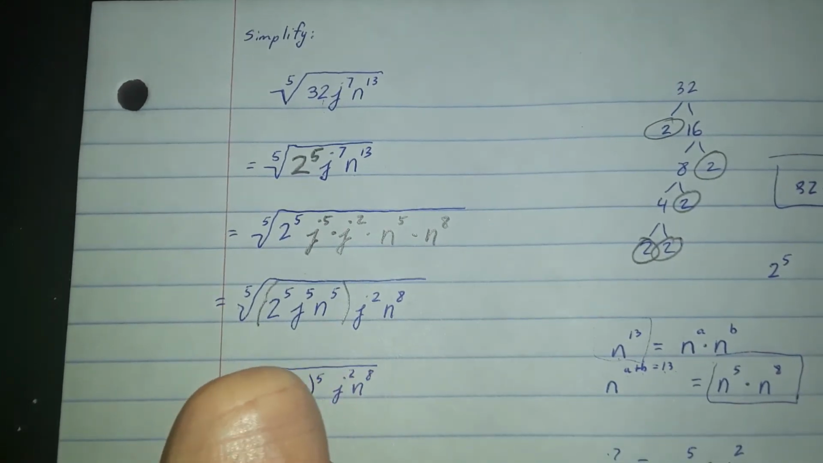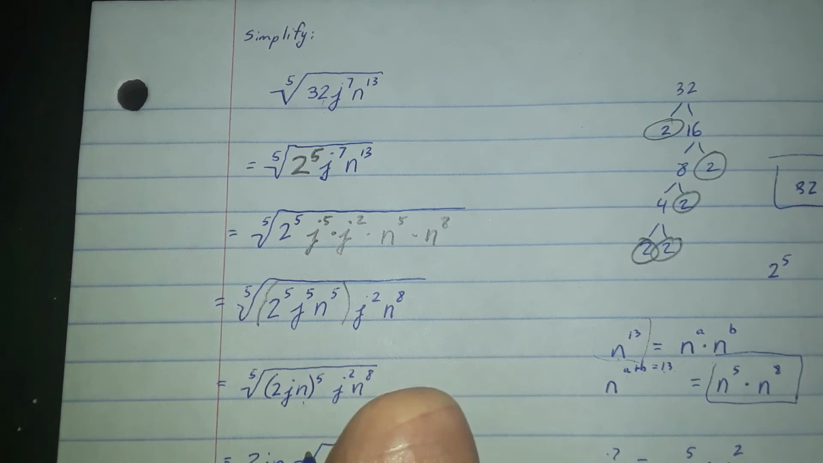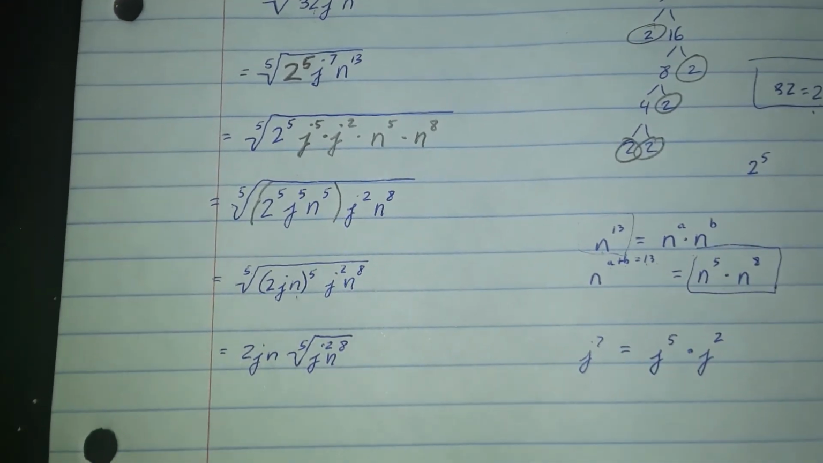So I have that my previous step is going to be equal to this step. I have 2 times j times n to the 5th power, and that's in the parentheses, and then that's going to be multiplied by j to the 2nd and n to the 8th power. The reason I want this form here is because this and this are inverse operations, which means that basically this root symbol is going to eject 2jn outside.